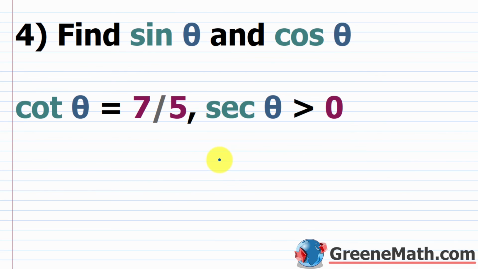All right, for problem number 4, we're going to find sine of theta and cosine of theta, given that cotangent of theta is 7/5, and the secant of theta is greater than 0, or you could say positive.